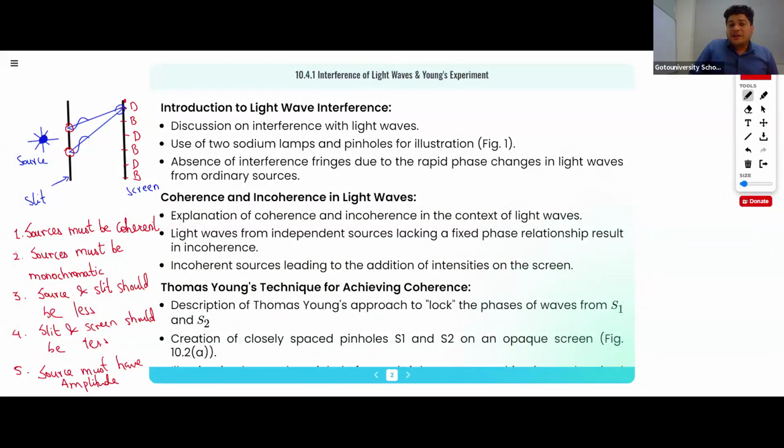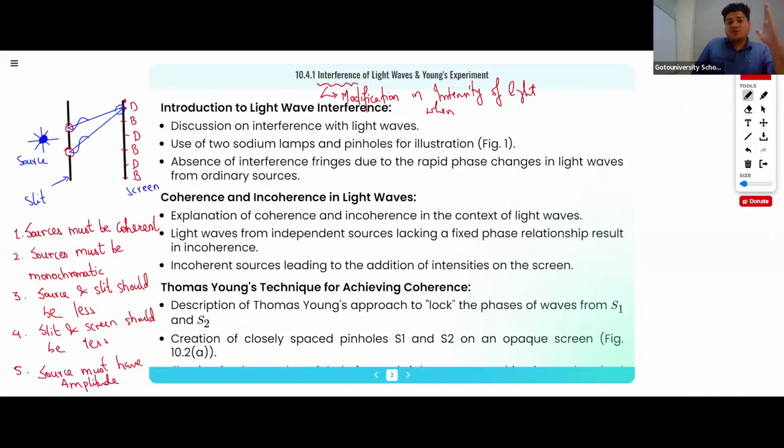So what is the meaning of interference? I explained the concept, but what is the meaning of interference? Interference means modification in intensity of light, when light of appropriate frequency is incident. There is a modification of intensity only.